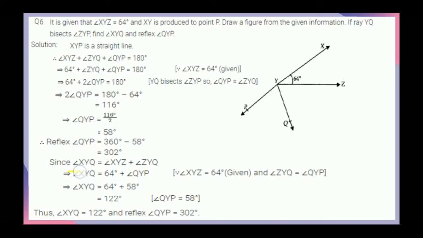Now, since angle XYQ is equal to angle XYZ plus angle ZYQ, angle XYQ is equal to 64 degrees plus angle QYP. Why? Because angle XYZ is equal to 64, given, and angle ZYQ is equal to angle QYP. Now, angle XYQ is equal to 64 degrees plus 58 degrees. On adding, we get 122. So, angle XYQ is equal to 122 degrees.